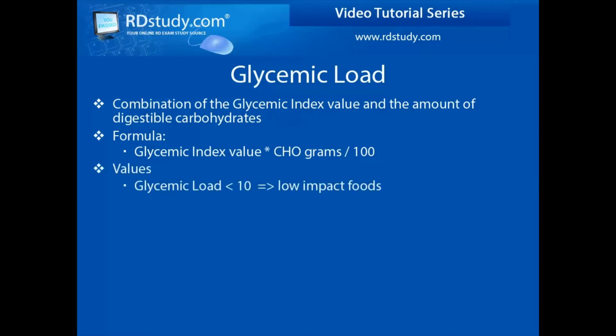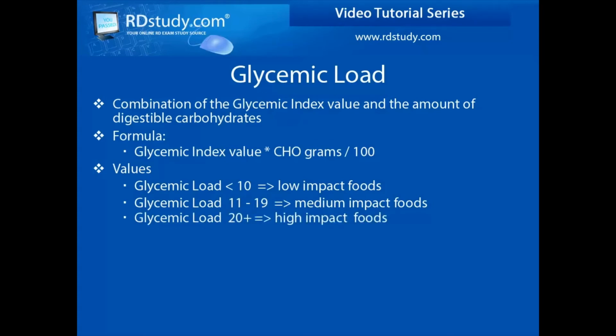Foods labeled with a glycemic load of 10 or less are considered low glycemic load foods. 11 to 19 are medium glycemic load foods, and 20 or higher are considered high glycemic load foods.